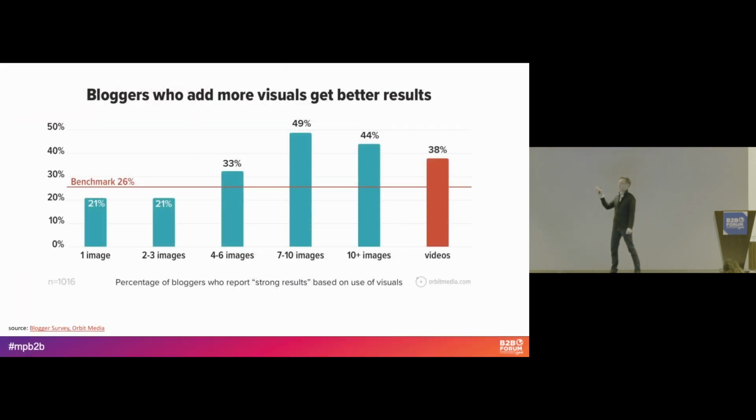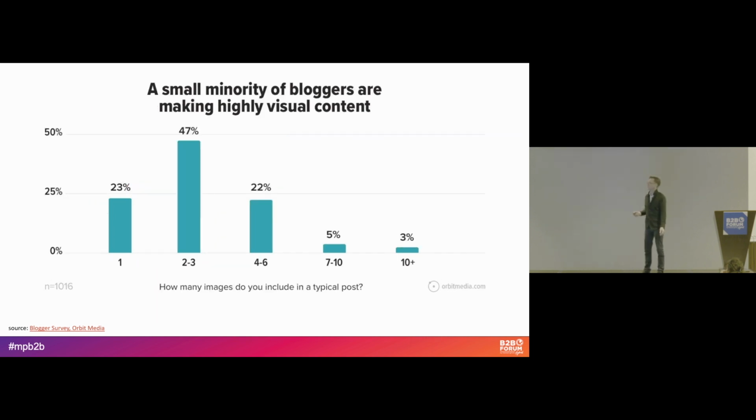We do a survey every year of 1,000 bloggers. Maybe some of you have taken it. Thank you if you have. This is 9 years we've done this survey. And the percentage this year of bloggers who say that they get strong results from marketing is 26%. That's the benchmark. 26% of bloggers say that they get strong results from marketing. But the bloggers who use more images are far more likely to report strong results from marketing. Right now I'm showing you how visuals can improve search rankings by improving dwell time, by keeping the visitors on the page longer.